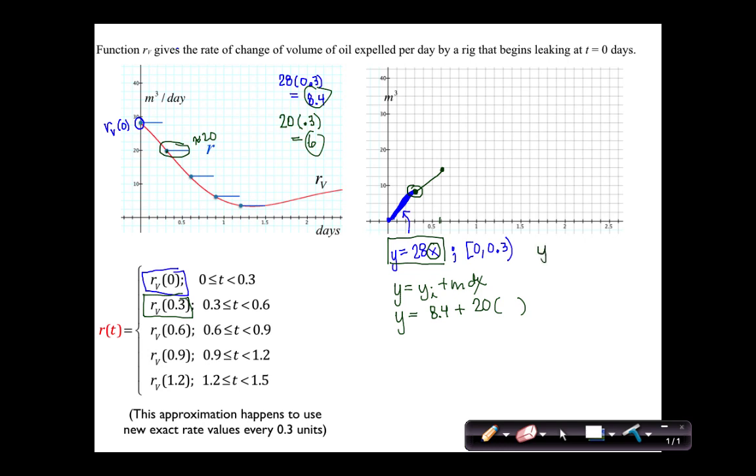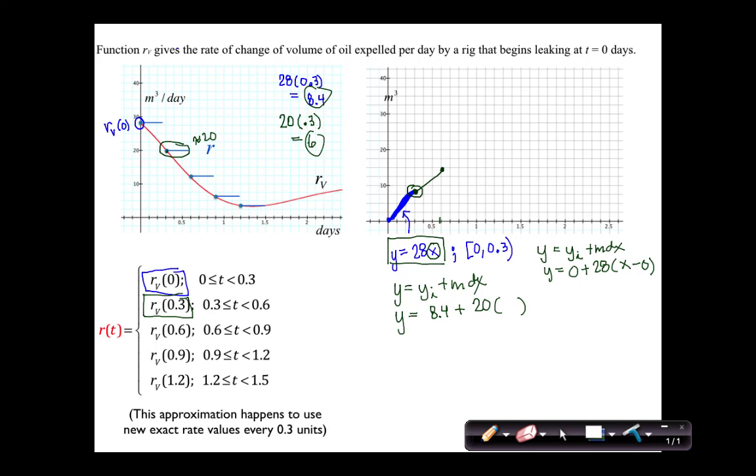If I wanted to write this as y initial plus m dx for the first interval, I'd be writing 0, starting at 0, and add on 28, depending on however far x is from 0. Well, however far x is from 0 is just x. This all simplifies to y equals 28x. If I'm in the second interval, it doesn't.